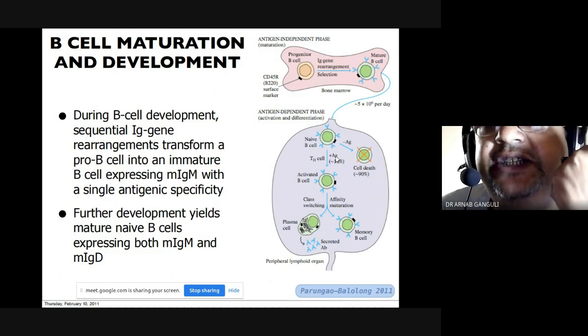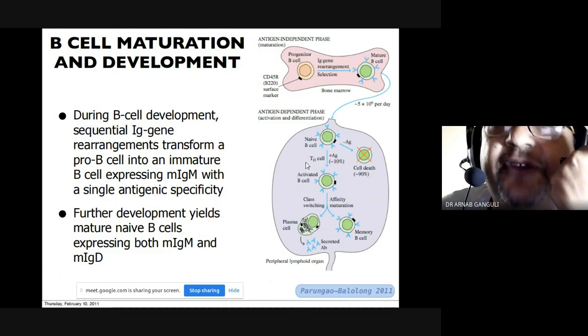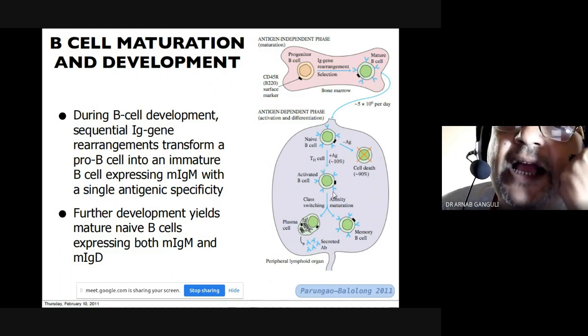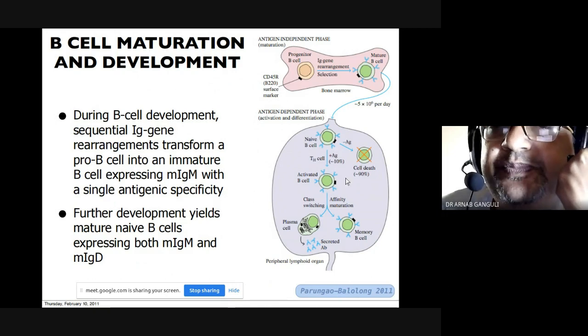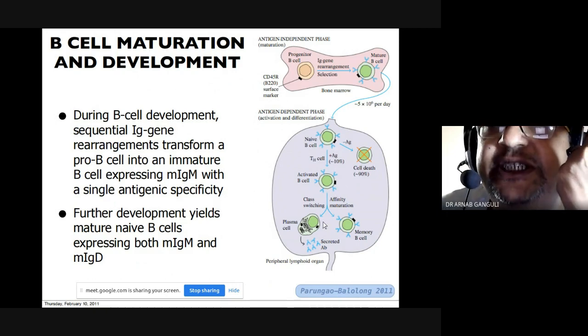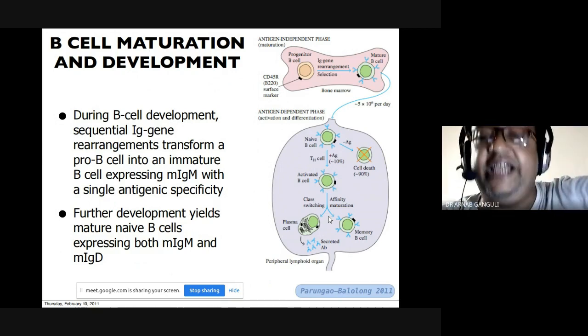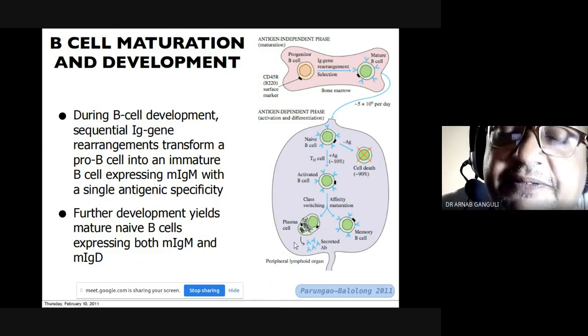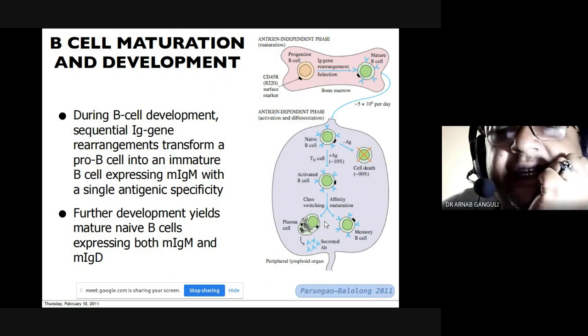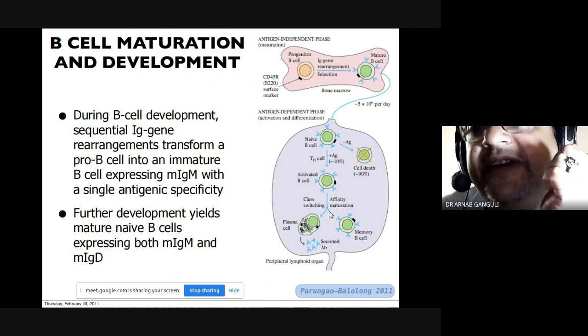Those that bind to antigen with the help of T helper cells become activated B cells. Two things take place: class switching, where IgM becomes IgD, IgG, IgA and the different types of immunoglobulins are released, and affinity maturation.